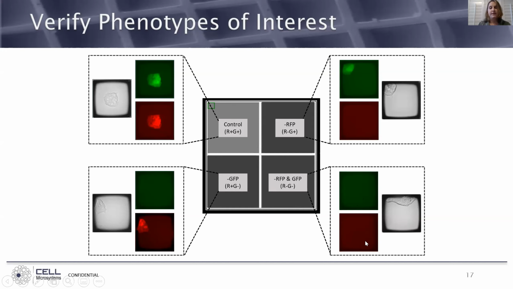The cells are in fact negative for RFP and GFP. The top right is RFP only, so the cell is GFP but not RFP. And in the bottom left, the cell is negative for GFP and positive for RFP. So using the AIR system and the imaging capabilities, you can confirm your phenotype over time very quickly and then only isolate those cells that you are interested in for your downstream process, as opposed to flowing millions and millions of cells through a droplet dispenser and only getting a handful that you might need.